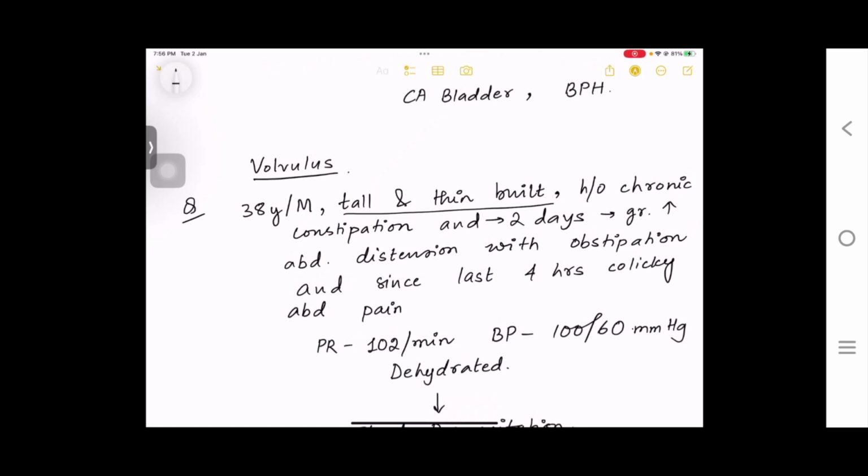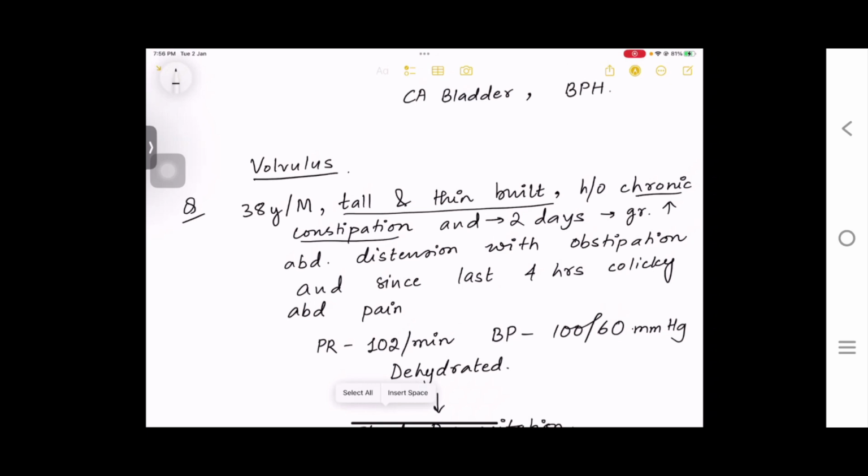Now I have given you a clinical scenario that there is a 38-year-old male who is tall and thin-built, has a chronic constipation history for 2 days, and there is abdominal distension with obstipation, and since last 4 hours he is having colicky pain. So by giving this history, can you understand that this is a case of intestinal obstruction? Why? Because there are three characteristic features here. One is abdominal distension, second is obstipation, and third is abdominal pain.